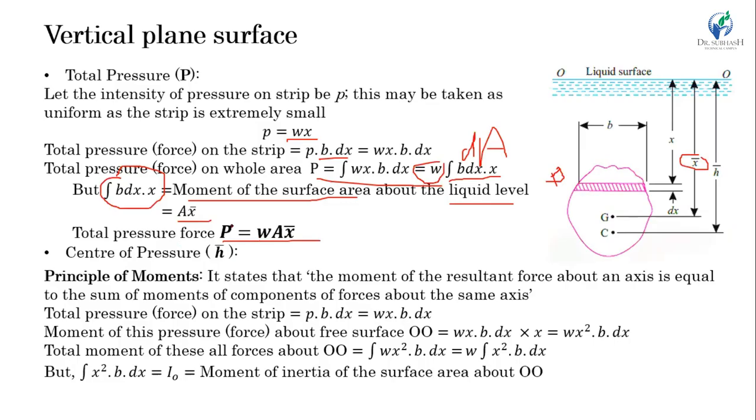So in this way, we can calculate the total pressure acting on any vertical surface if you know the total area and the depth of this area, or the CG of the area, from the free surface of the liquid, multiplied by the density of the liquid times gravitational acceleration. So this is the total pressure force acting on the total area.